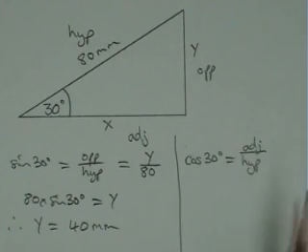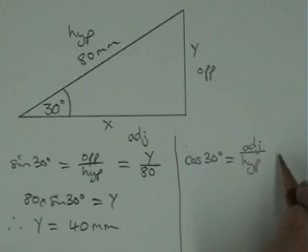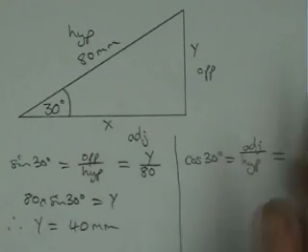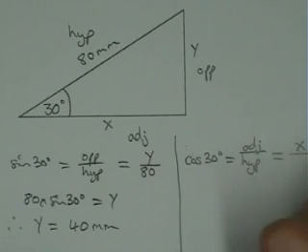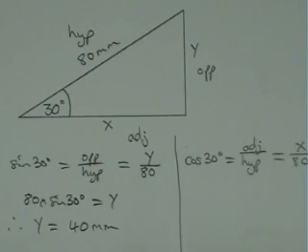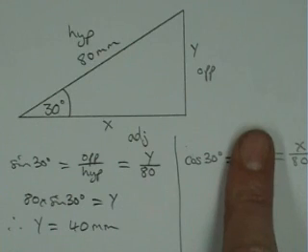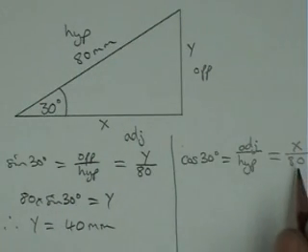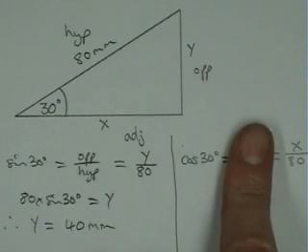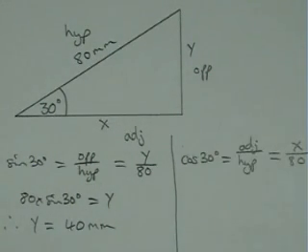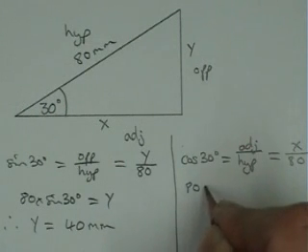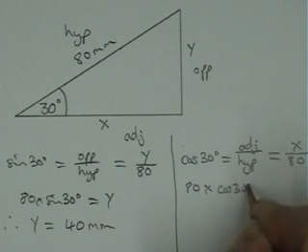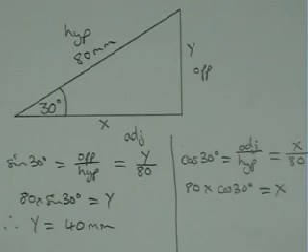and get it wrong. So cosine 30 is adjacent over hypotenuse, which is equal to x, the thing that we're trying to find, divided by the hypotenuse, which is 80. So cosine of 30 equals x divided by 80. Bit in the middle we can forget about, cover that up. So if I want to find x, I have to multiply both sides of the equation by 80. So 80 times cosine 30 degrees equals x.